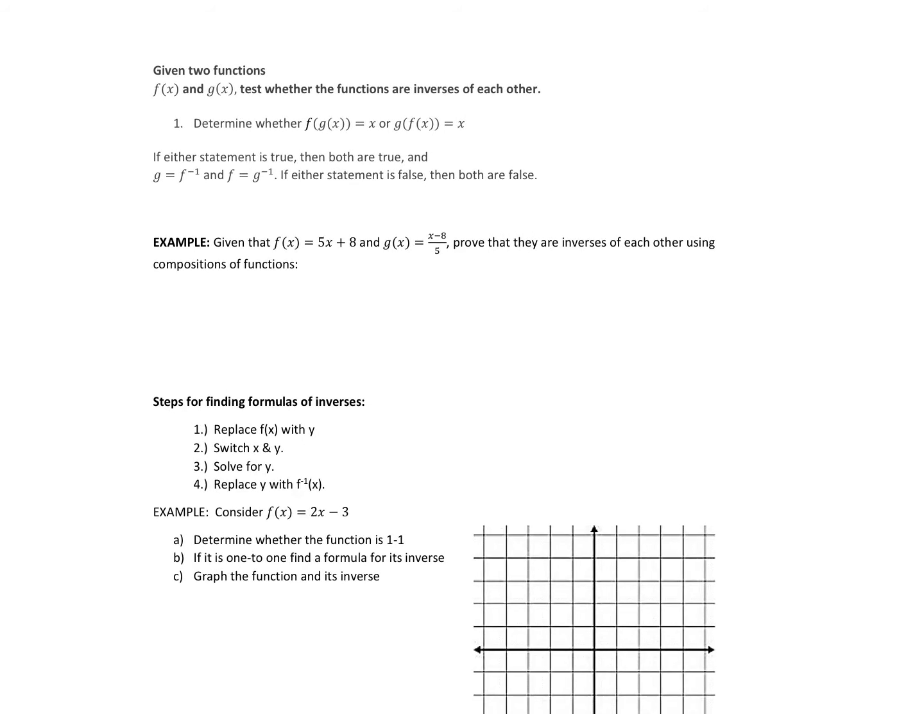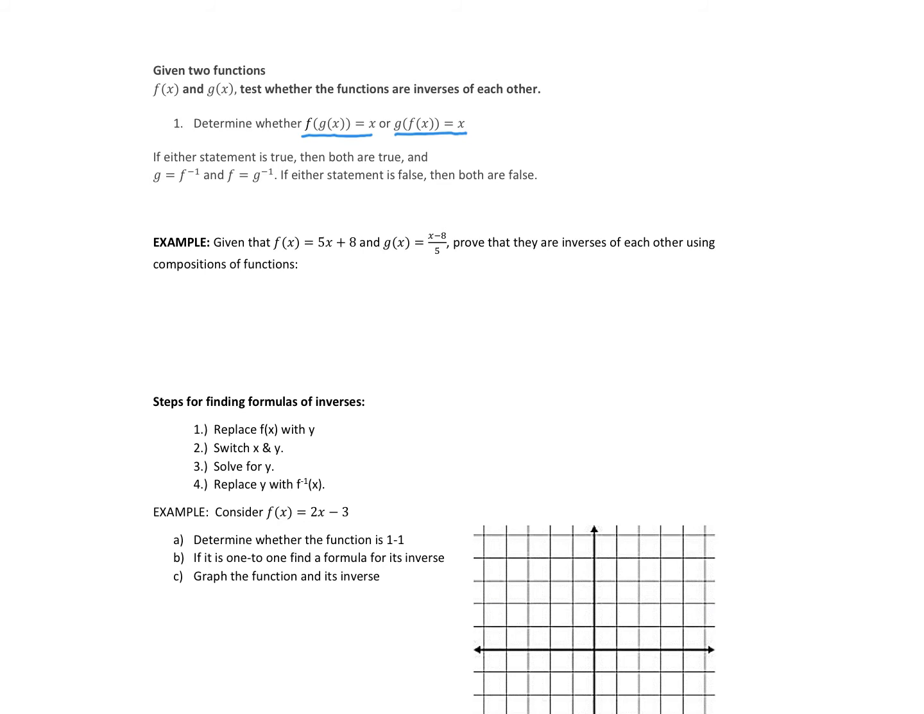All right, so how can we tell if two functions are in fact inverses? Well, if they are inverses, when we compose them together in either direction, f of g of x or g of f of x, I should get the result of just x. And it turns out if one of those is true, then they're both true.